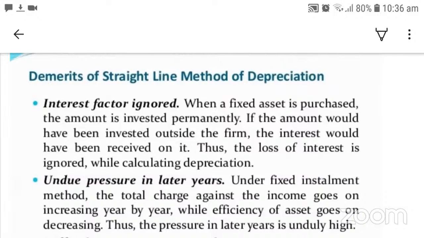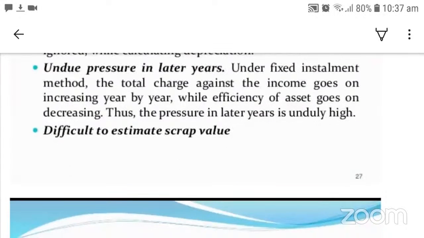Undue pressure in later years. Under the fixed installment method, the total charge against the income goes on increasing year by year, while the efficiency of the asset goes on decreasing. Year by year, the asset value will decrease. The efficiency of the asset will decrease. Thus, the pressure in later years is unduly high. We will face so many problems. The asset will work slowly. The working condition will decrease.